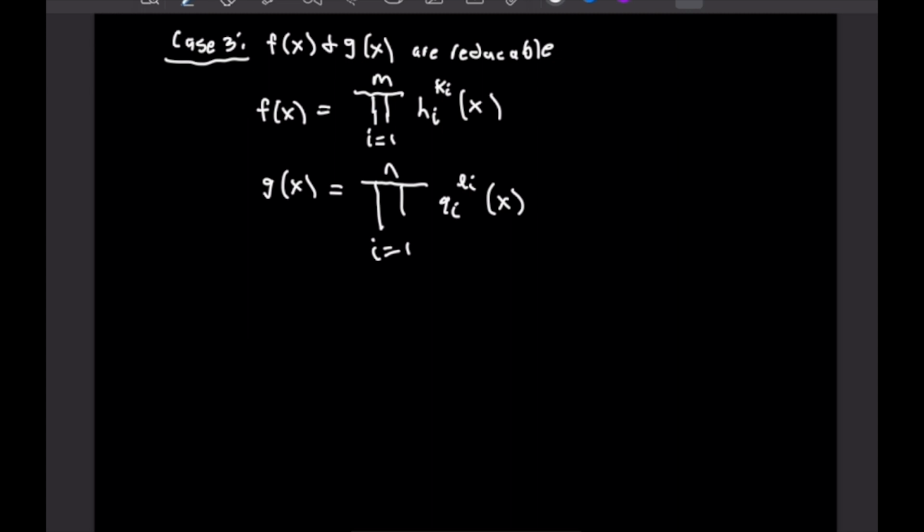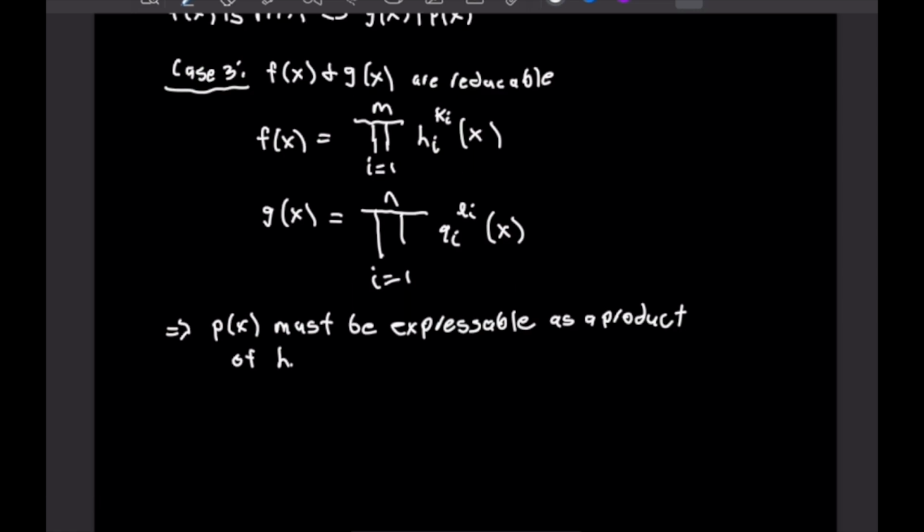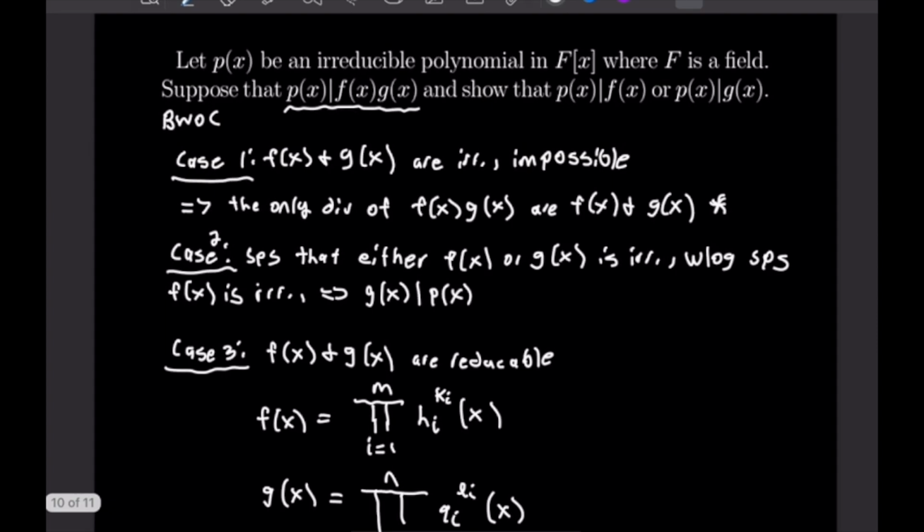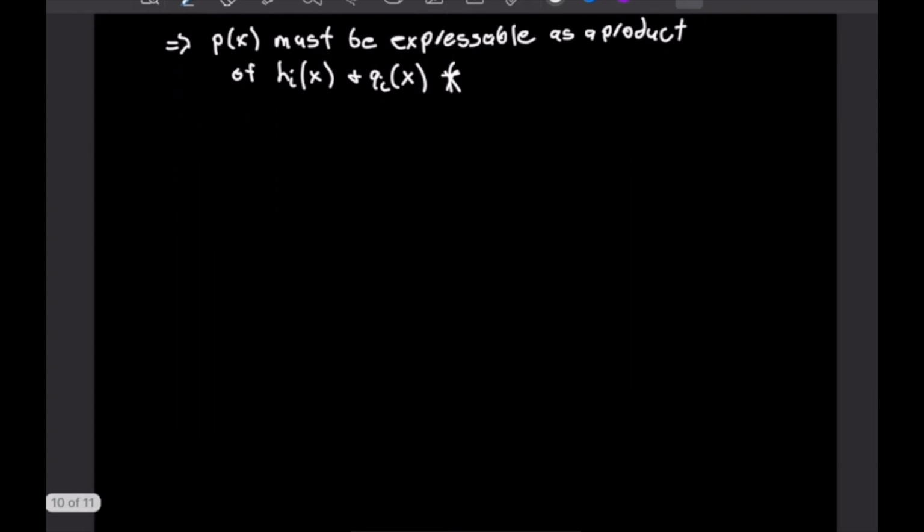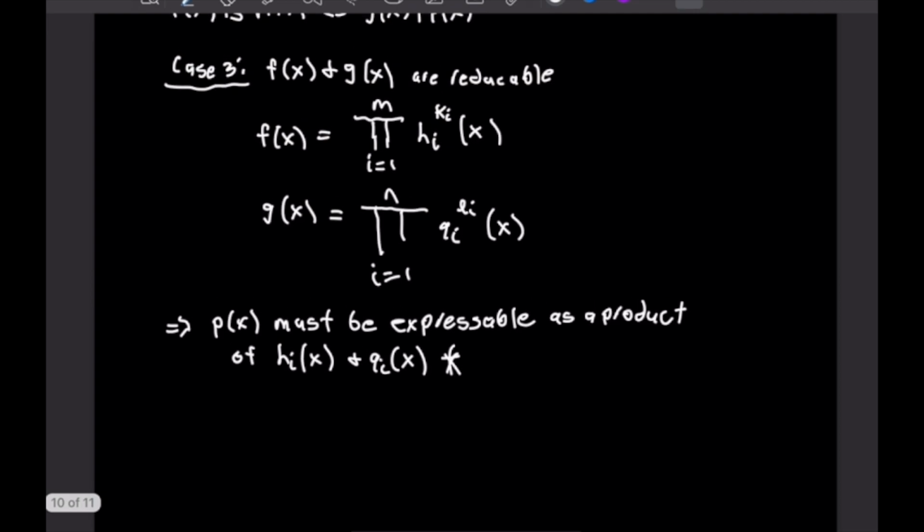But we know that p of x divides f of x and g of x. So what does that mean? That means that p of x must be expressible as a product of our h sub i of x and our q sub i of x. But that is a contradiction, as if you recall, we have supposed at the start that p of x is an irreducible polynomial, which means that this case must also be impossible.